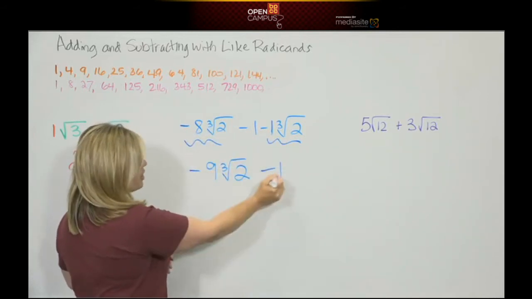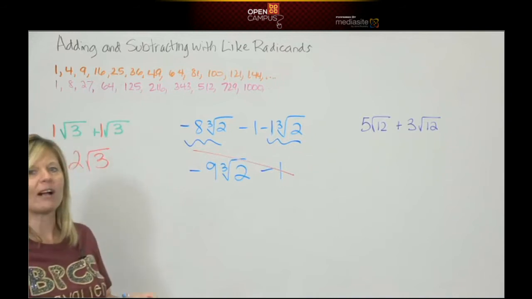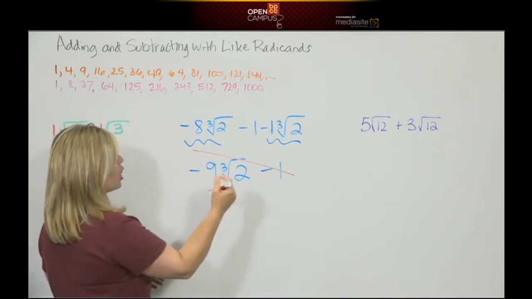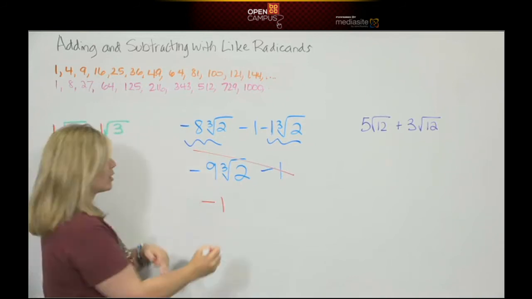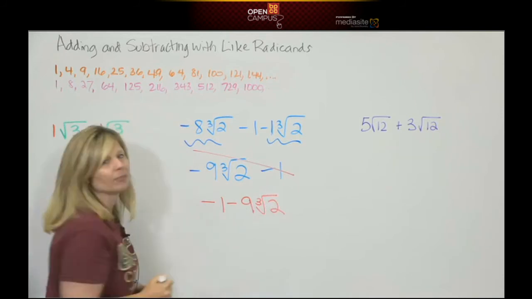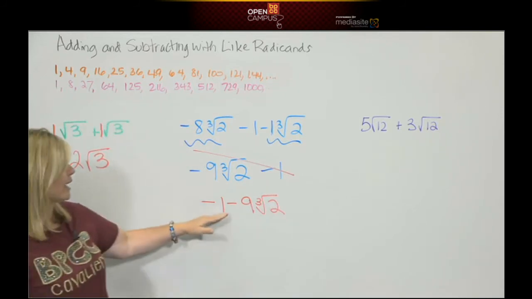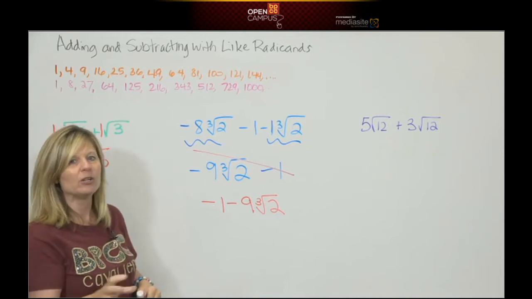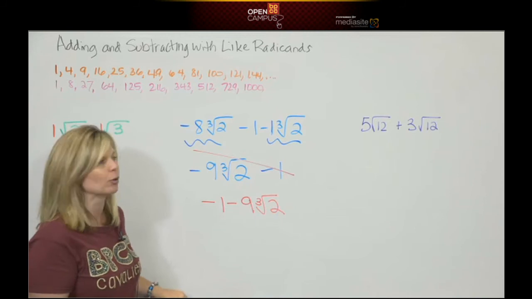So even though this is the correct answer, it's not written in correct form. The correct form is the whole number should go in front, negative 1, and then the radical, minus 9 cube roots of 2. And that is proper form. In radical world, we like our constant in front so we have no confusion. We know that's not part of the radical, the root.